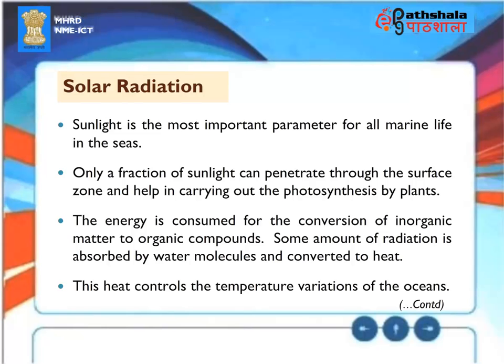Solar radiation. Sunlight is the most important parameter for all marine life in the seas. Only a fraction of sunlight can penetrate through the surface zone and helps in carrying out the photosynthesis by plants. The energy is consumed for the conversion of inorganic matter to organic compounds. Some amount of radiation is absorbed by water molecules and converted to heat. This heat controls the temperature variations of the oceans.